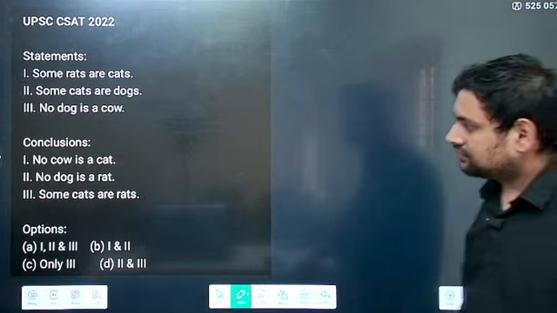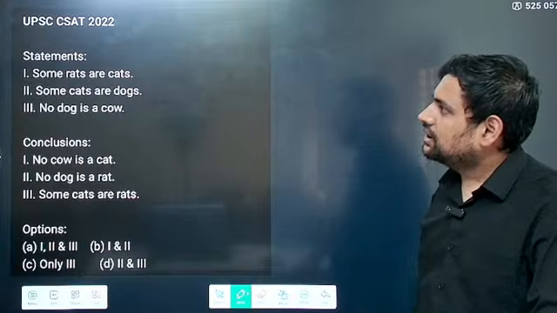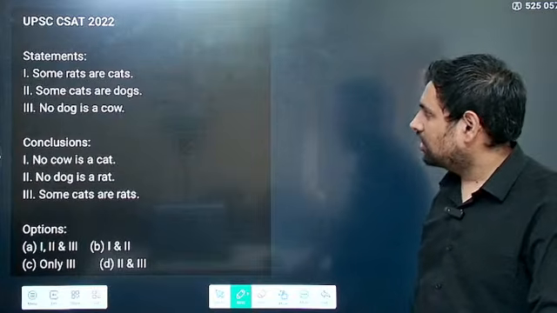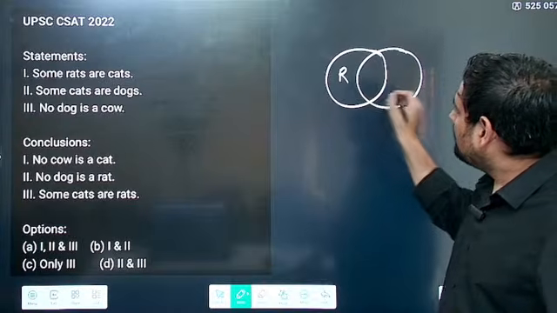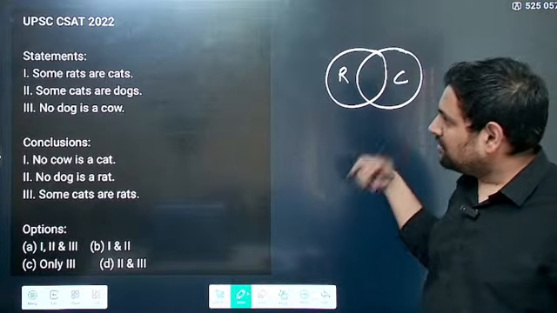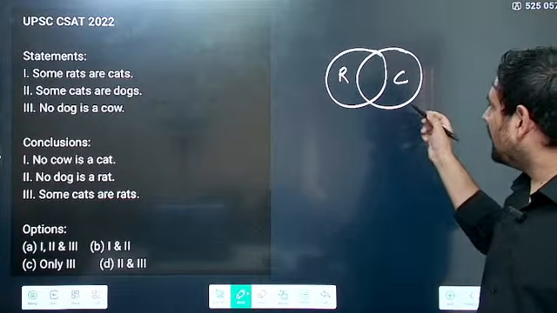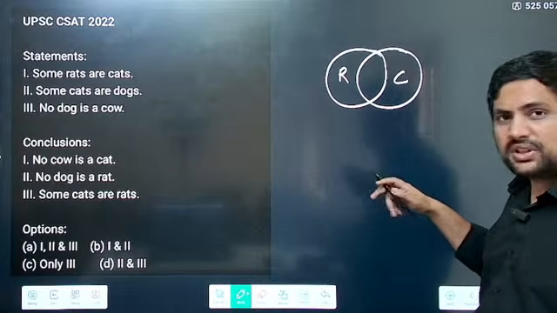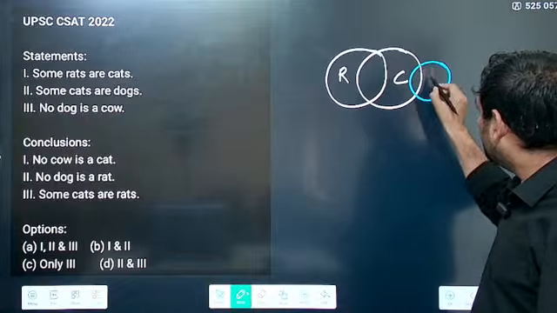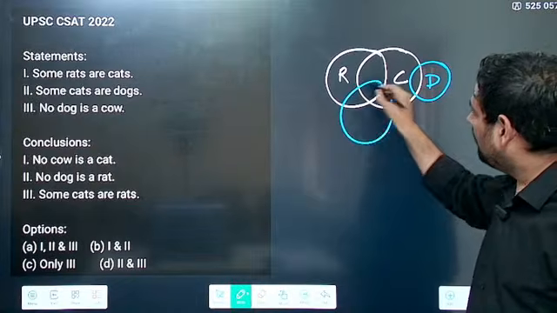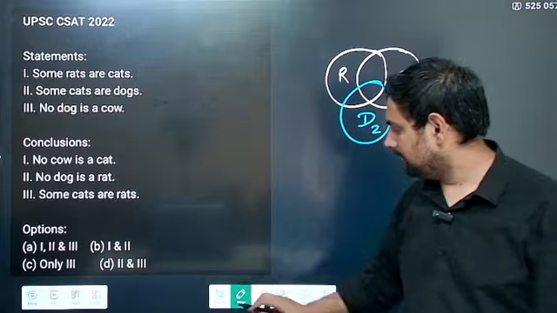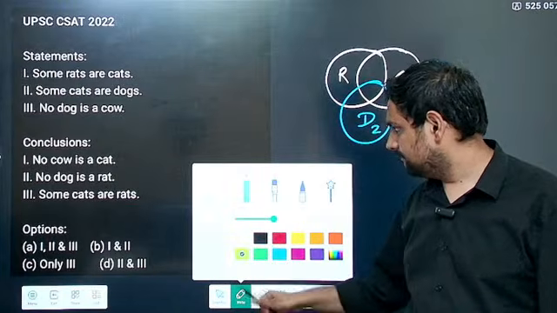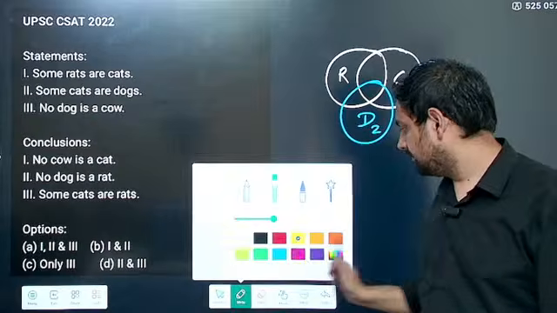Next, do this. Some rats are cats. Rat, cat. Some rats are cats. Some cats are dogs. So some cats are dogs. Now, dogs, I have two possibilities. Dogs and dogs. This is D1, this is D2.